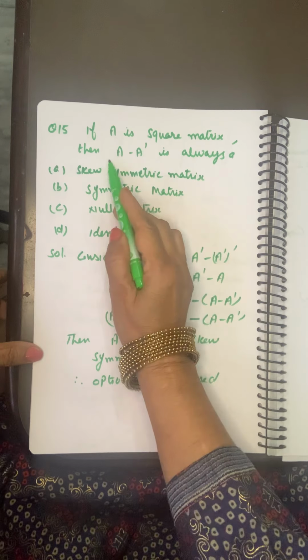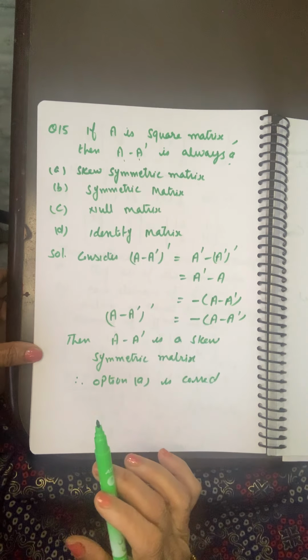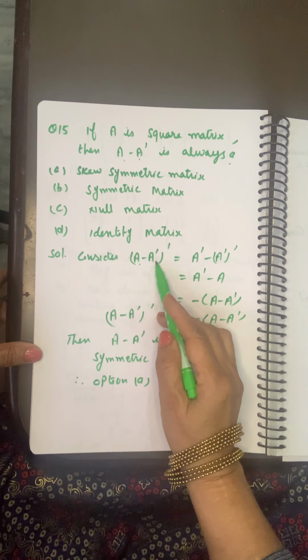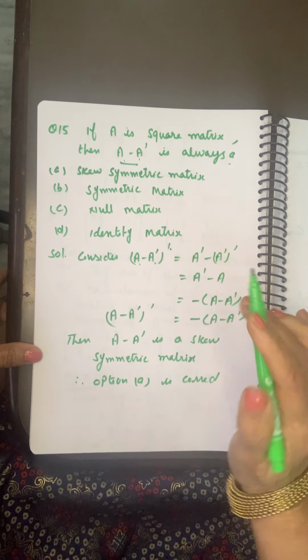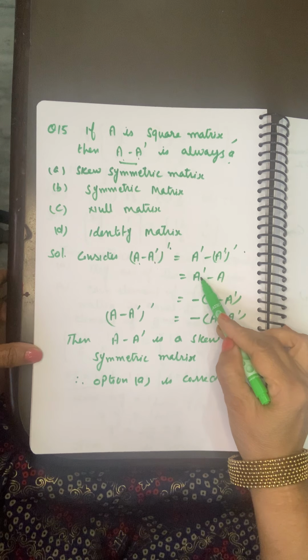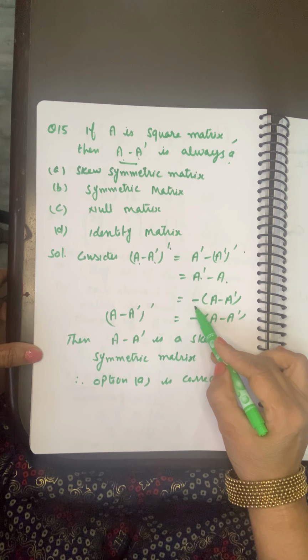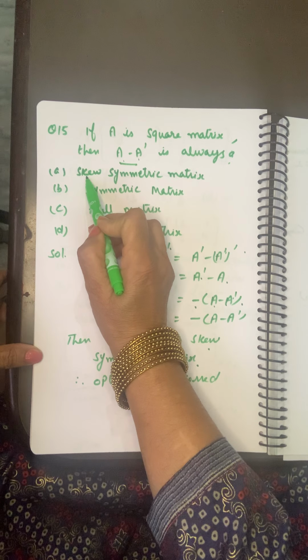If A is a square matrix, then A minus A transpose is always, again 4 options are given. Consider A minus A transpose and take its transpose. This is equal to A transpose minus the transpose of A transpose, which is A transpose minus A. Now take minus common, so it becomes minus of A minus A transpose. So A minus A transpose is a skew symmetric matrix. Option A is the correct option.